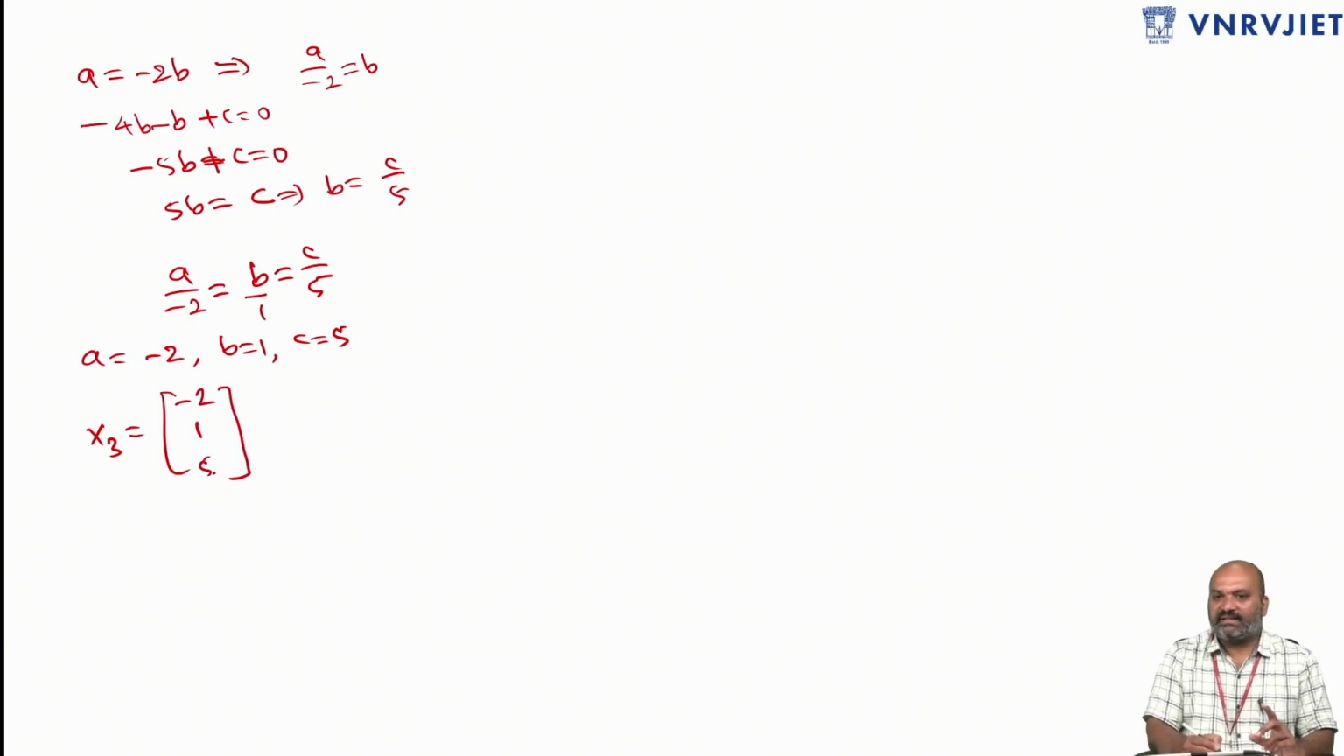So now this is orthogonal to both x1 as well as x2. Now we have to normalize the eigenvectors.